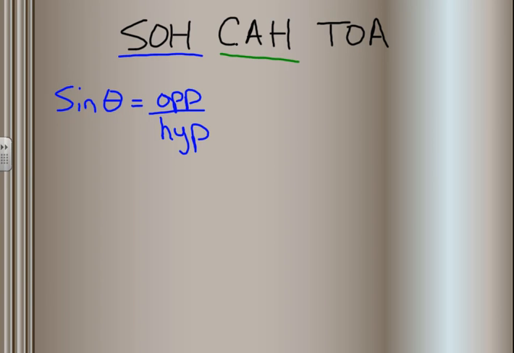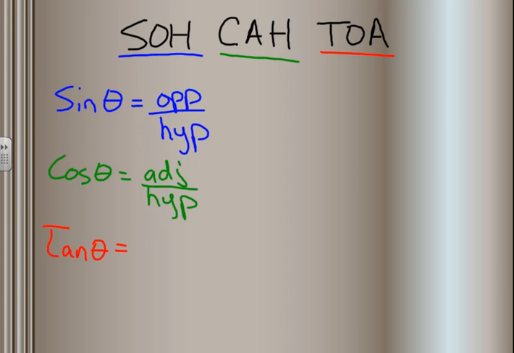Cos of theta is adjacent side over hypotenuse. And our last one, tan of theta equals opposite over adjacent.